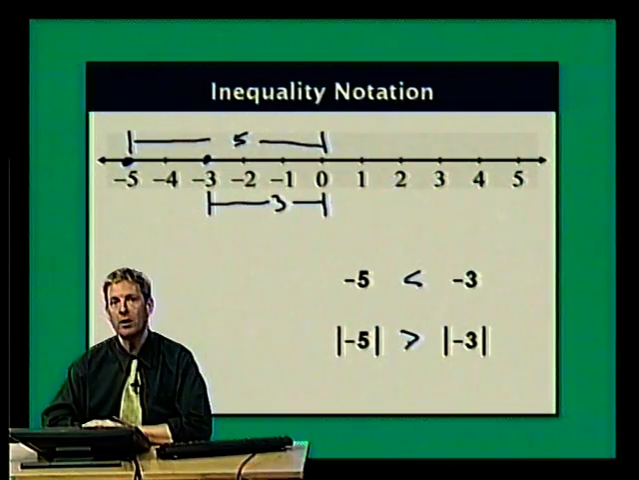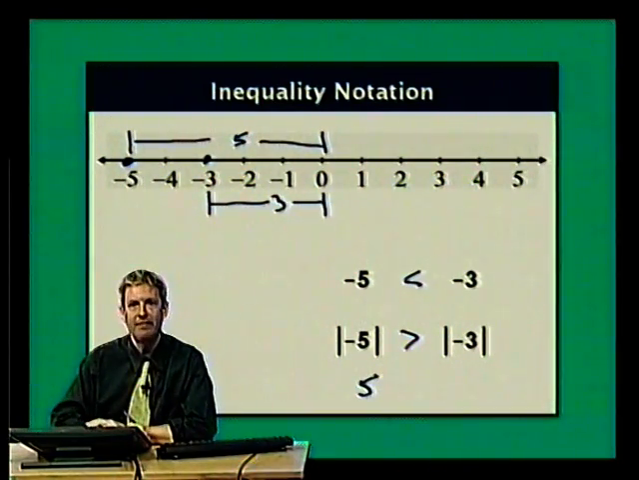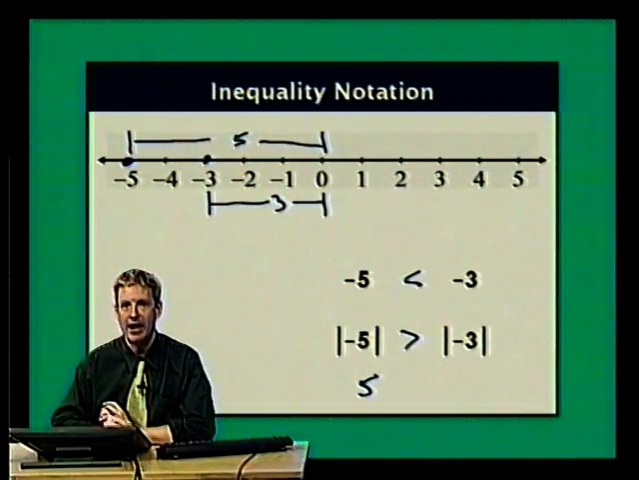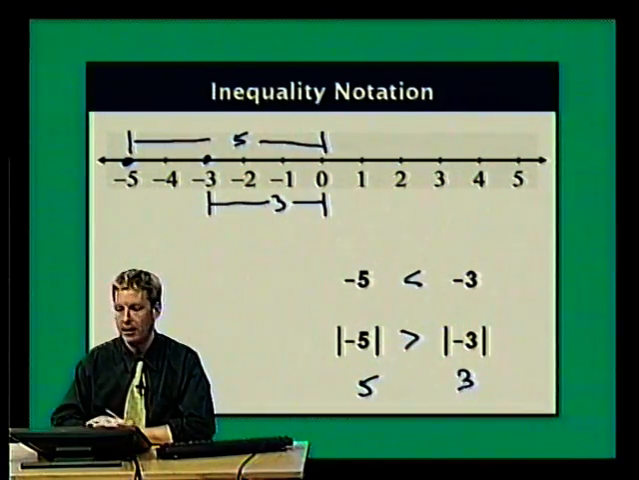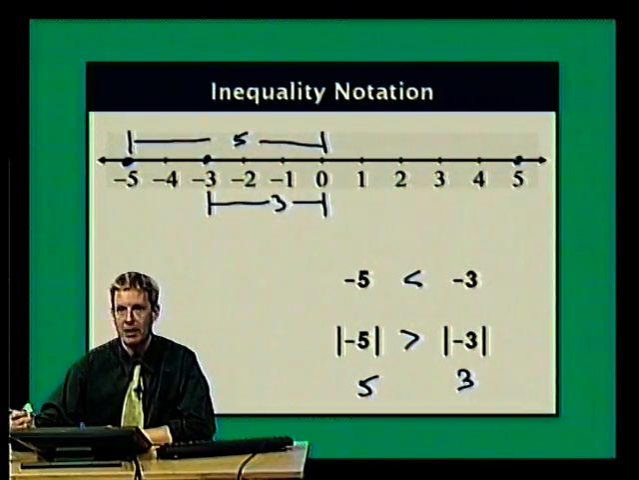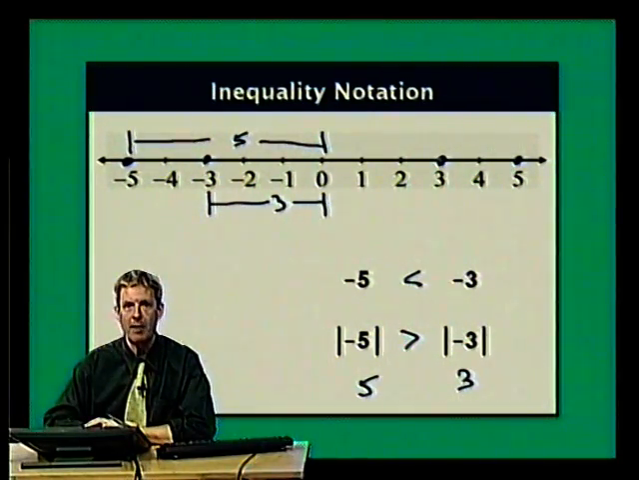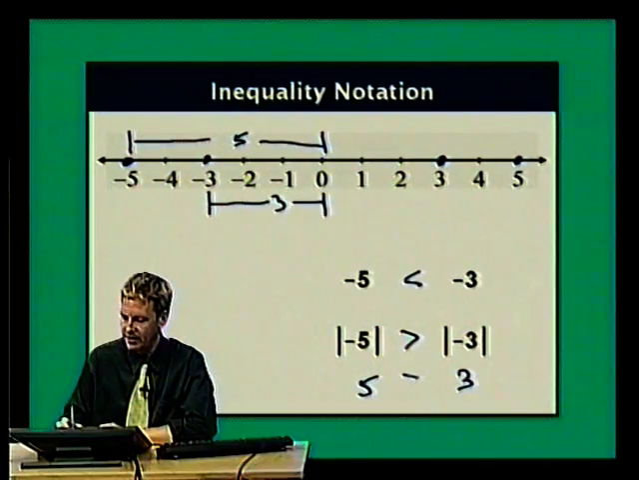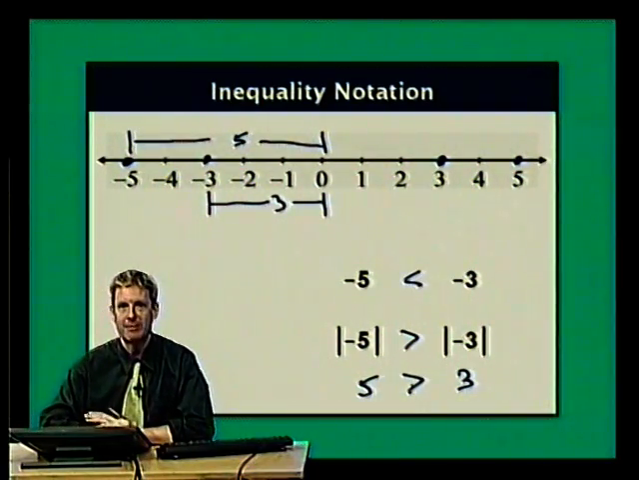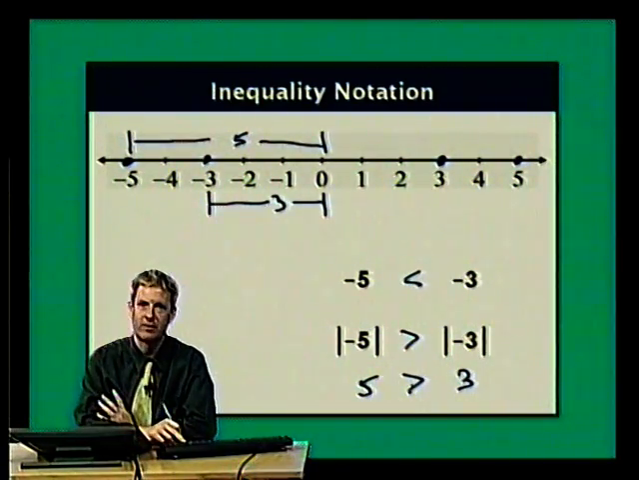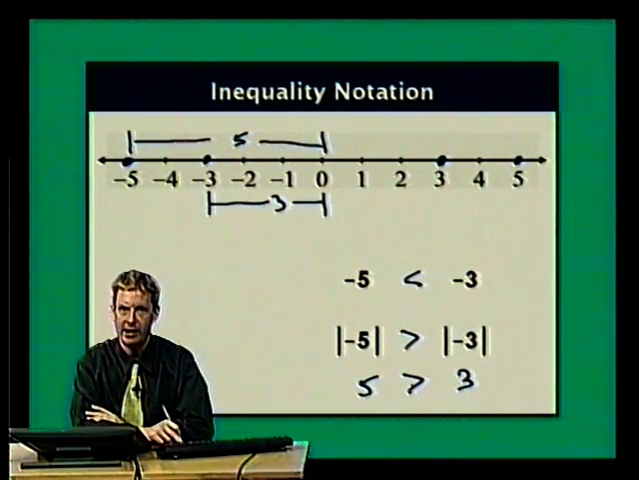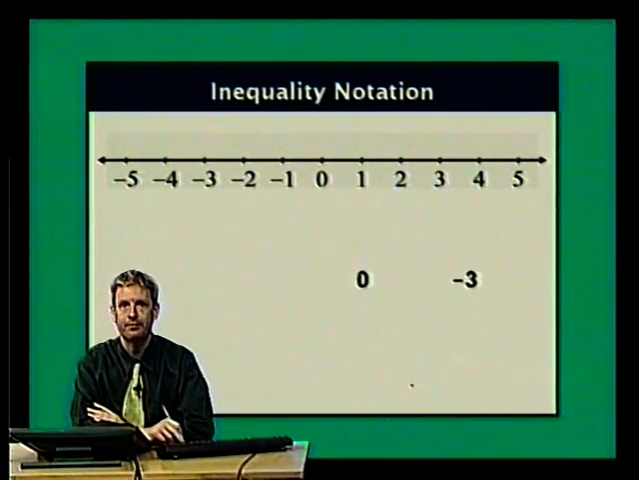I could be a little more literal about this. The absolute value of -5 is 5. The absolute value of -3 is 3. 5 lies to the right of 3 along the number line. So 5 is greater than 3. The absolute value of -5 is greater than the absolute value of -3, no matter how you look at it.